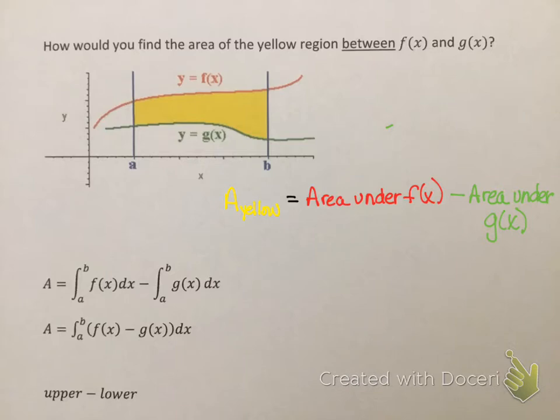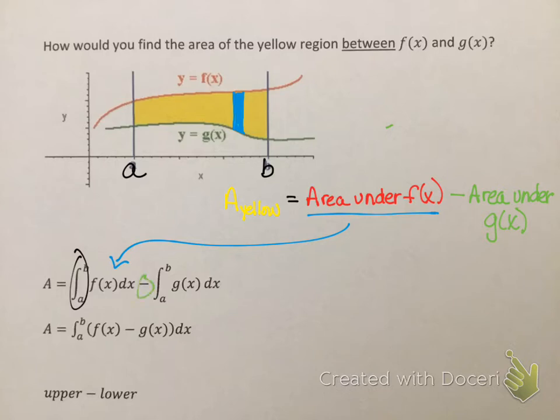Okay, let's draw in a representative rectangle here, because I know I need to find the area under f of x from a to b and subtract from that the area under g of x from a to b.